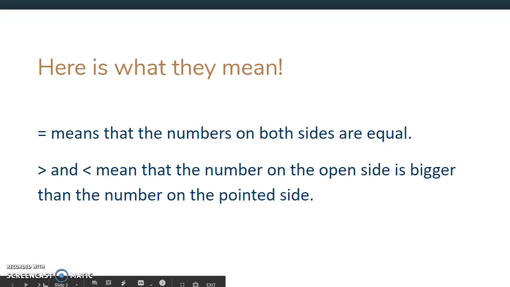So in these signs, the number on the open side of the symbol is always the bigger number, and the one on the side that is pointed is the smaller number.